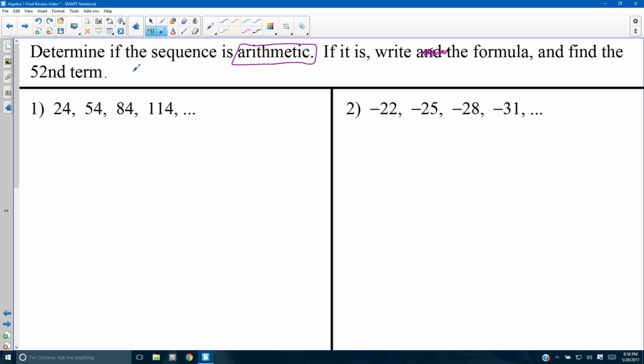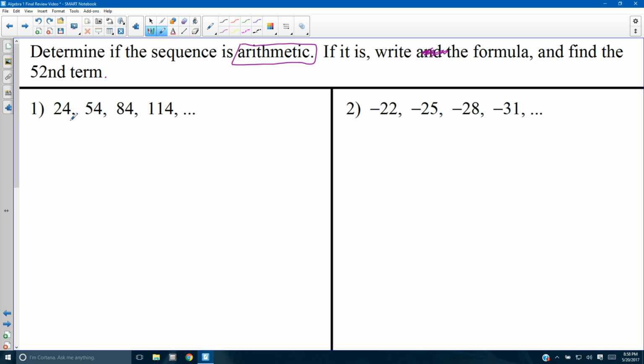Okay, to begin with, a sequence is a list of numbers. This list of numbers will have a certain pattern with it. In an arithmetic sequence, the pattern is that they share a common difference. A difference is a matter of subtracting one number from another. 54 minus 24, we have to see if that's the same thing as 84 minus 54, or 114 minus 84.